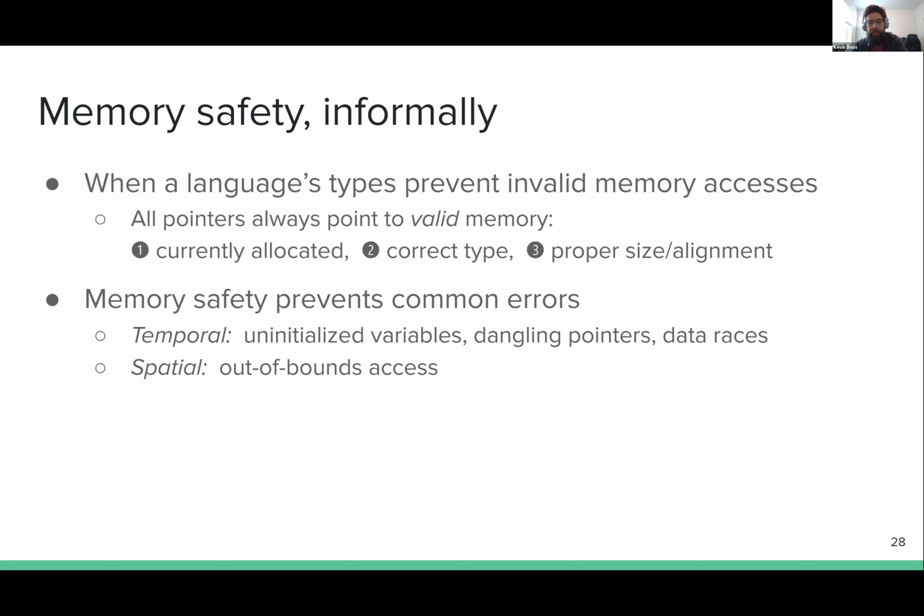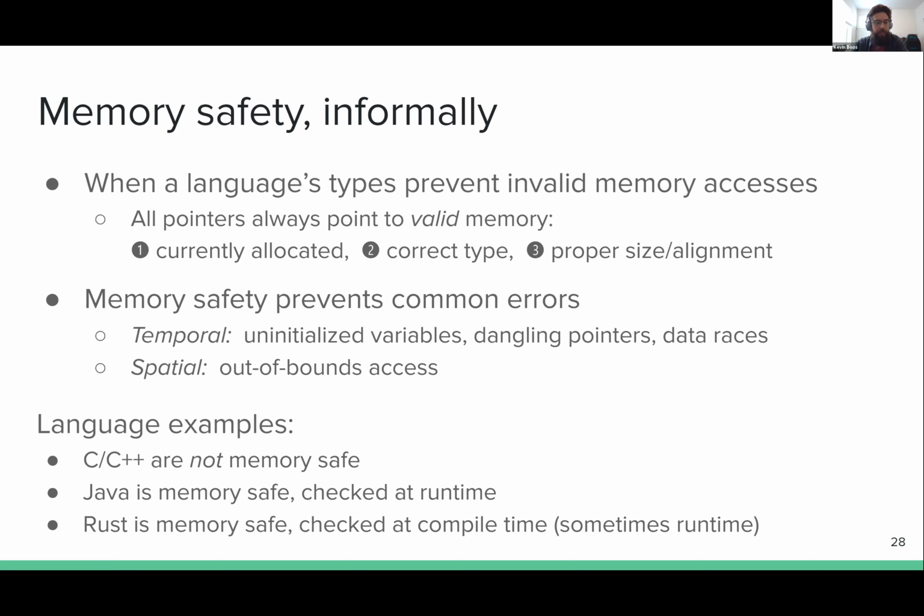If you have memory safety, it can go a long way to preventing common errors. Two classes of errors are temporal and spatial, right? With temporal errors, things change over time. The state of the valid memory may change. If you don't have memory safety, you could have things like uninitialized variables. You could have dangling pointers, where you have a use after free case, or data races, where you're interleaving writes and reads at the same memory location incorrectly, right? You can also have spatial problems like out of bounds accesses, which I think we're all familiar with: buffer overflow, underread, whatever.